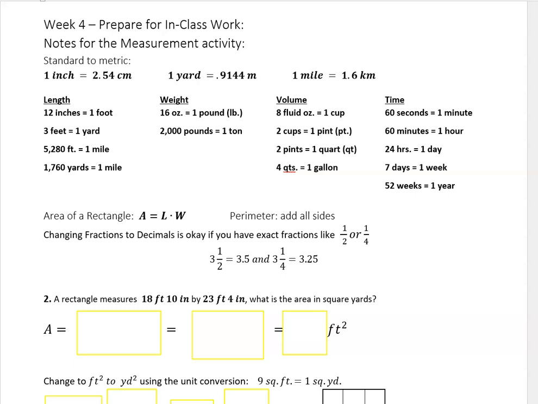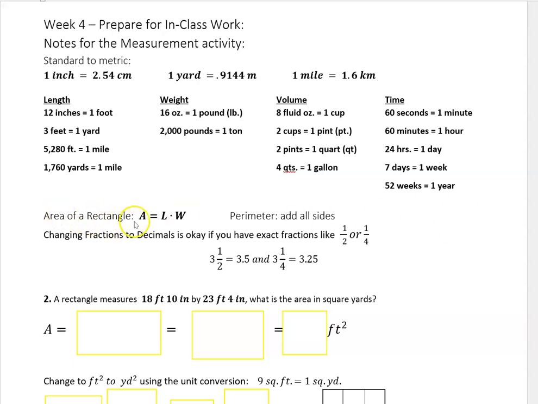There's two parts in this in-class. It's measurement and linear systems, and the linear systems will be in a separate video, but this one's going to cover your measurement. I did include in these notes just some conversions that might be useful for you to have, and you can keep those if you need them.